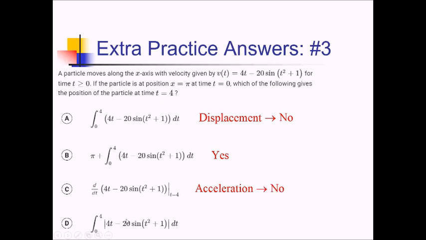And for this next one, we're taking the absolute value of the velocity from 0 to 4. That's going to give us the total distance traveled from 0 to 4, which is not the same as the position, obviously. So that's also a no. So then at the end, choice B is the best answer.